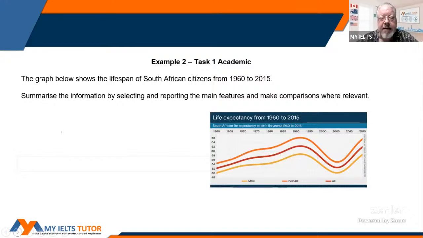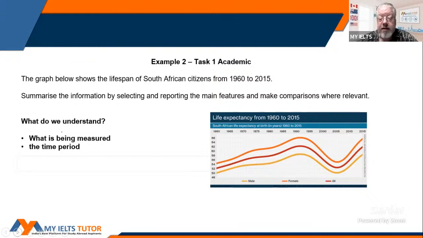Now, for academic, this is our example. What will we understand here? First of all, what's being measured? From this, it's life expectancy of South Africa, for the time period from 1960 to 2015. That's important to know for our chart analysis. Then specific data sets, and I know this is small, but we have the data sets of male, female, and all, meaning male and female combined.